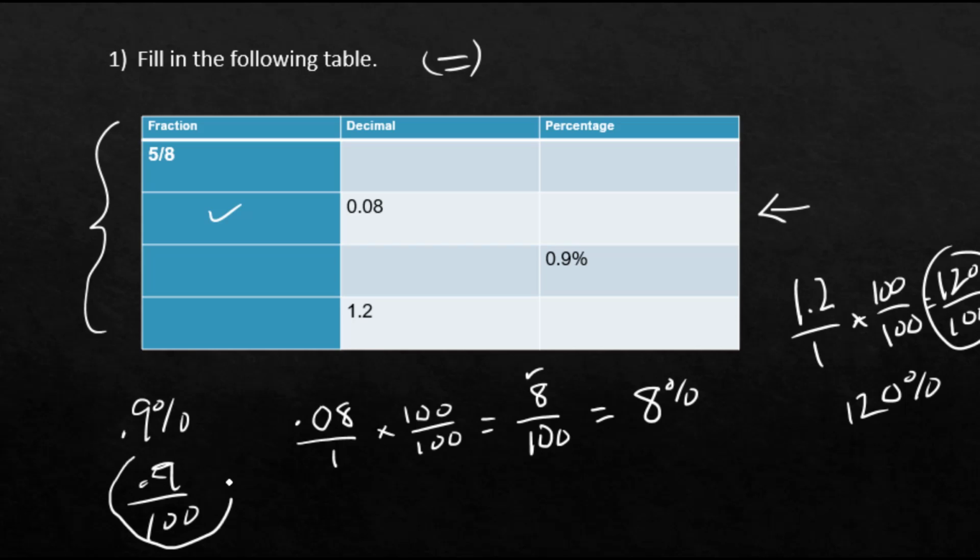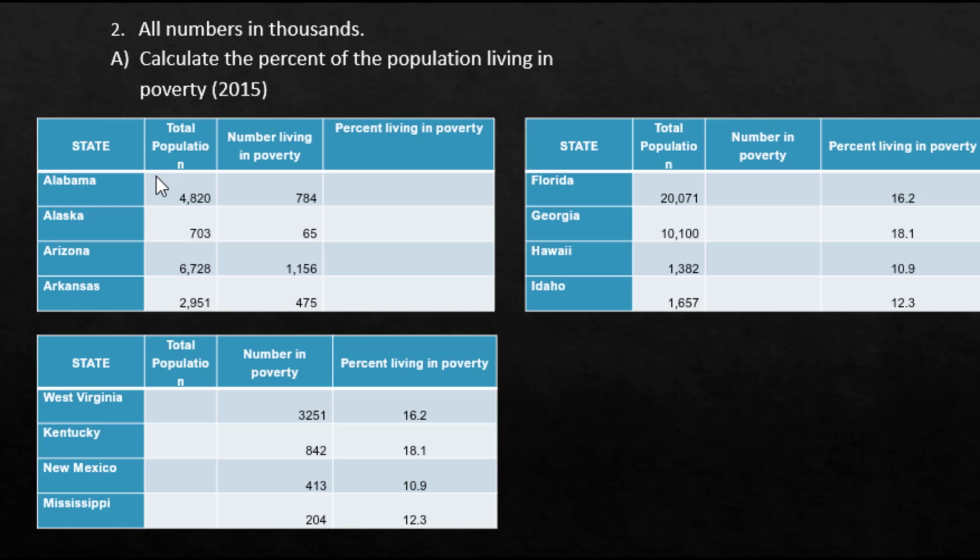So there's your fraction, and the decimal, you can just put it in your calculator, and you're going to get 0.009. Dividing by 100 moves it 2 places, right? So I just want to get you started on 2. There's 3 different charts. In this one here, you are finding out the percent that live in poverty.